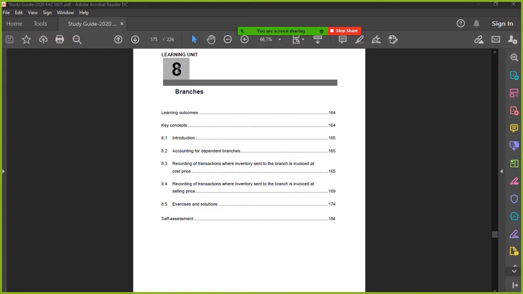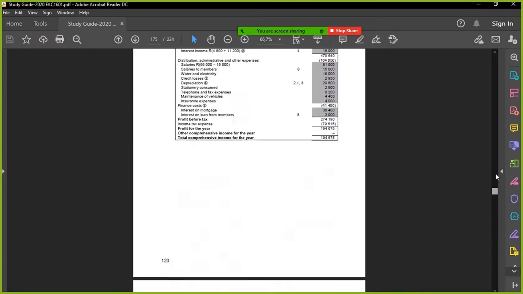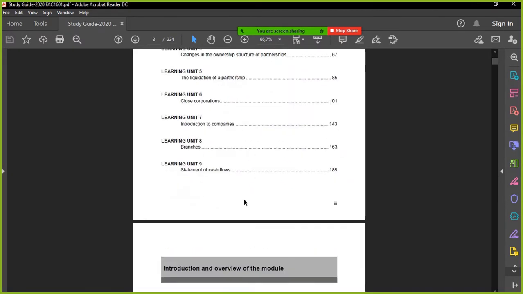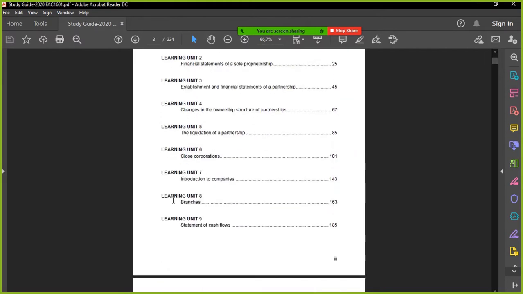So in your study guide, Learning Unit 8 is branches. If you go look at the actual contents page, we've just got those two chapters left. We've got branches, and then we've got statement of cash flows. And that's pretty much it in terms of content. And then we can look at past papers.